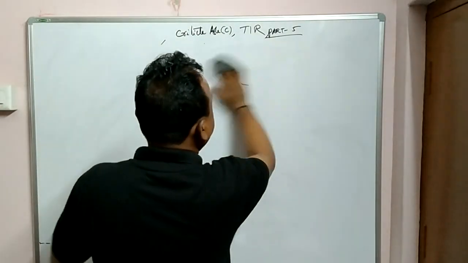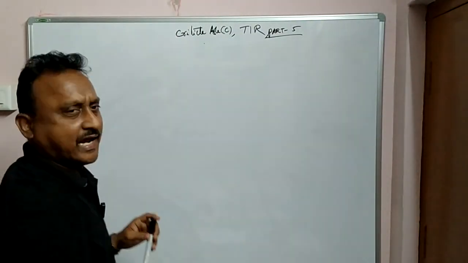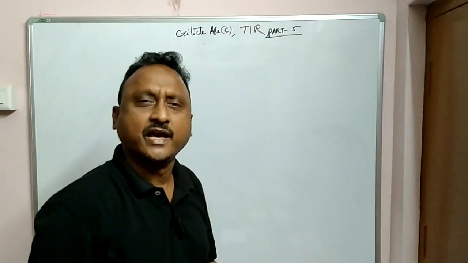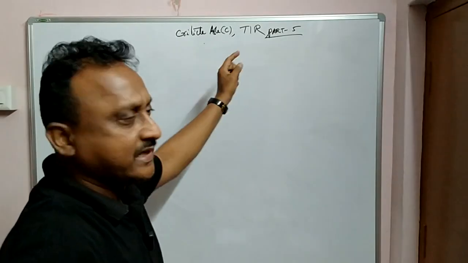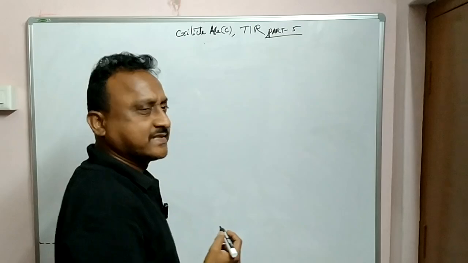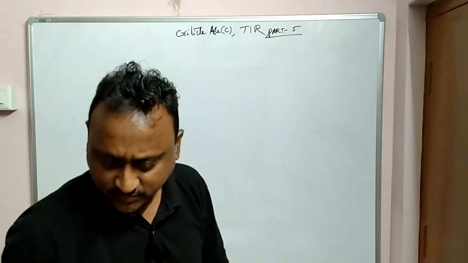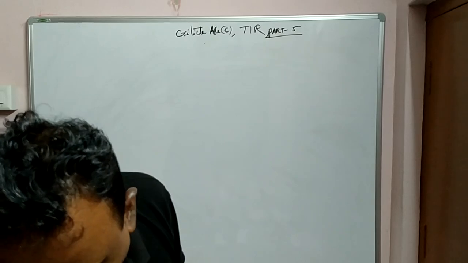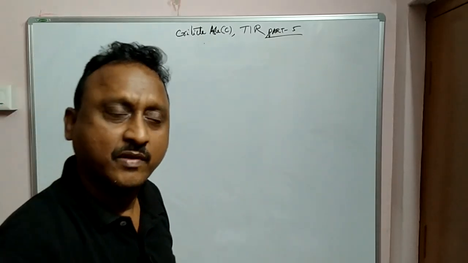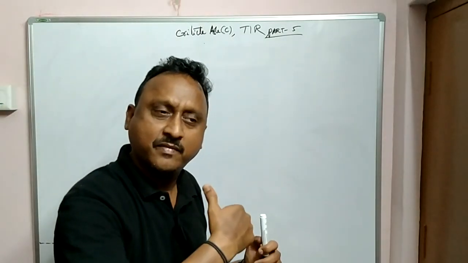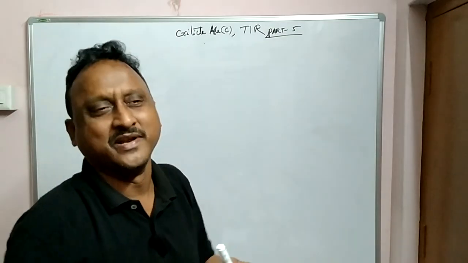If i is less than C, light is refracting in the rarer medium. Equal to C, grazing the surface. Greater than C, total internal reflection. So in this fashion, the total internal reflection takes place when the light is going from denser to rarer, not from rarer to denser.